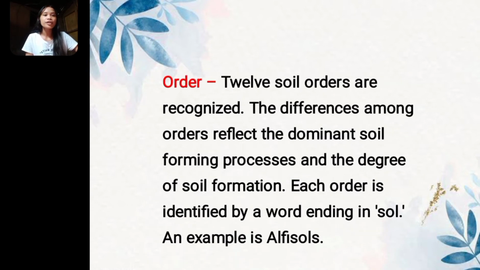12 soil orders are recognized. The differences among orders reflect the dominant soil forming processes and the degree of soil formation. Each order is identified with a word ending in sol, for example, alfisols. Order is to put into a particular grouping or sequence. So it should have an ending sol.